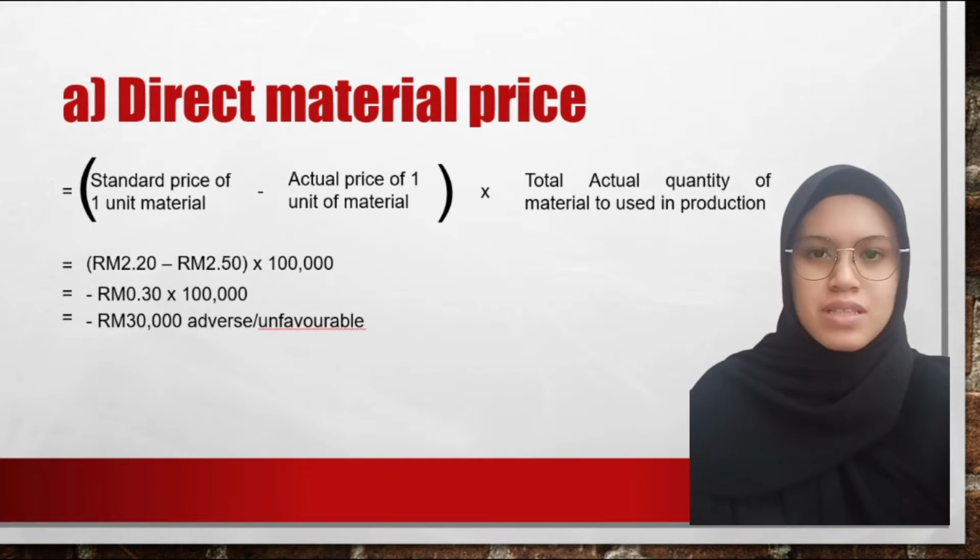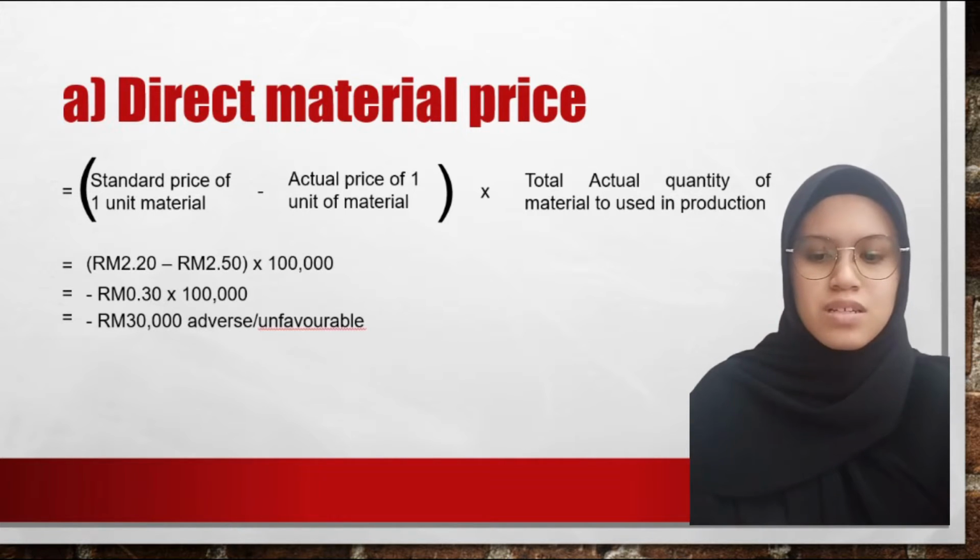Assalamualaikum. I'm Atira Akilah. I will present question A, which is direct material price. For this question, we use the formula: standard price of 1 unit material minus actual price of 1 unit material, times by total actual quantity of material to use in production.